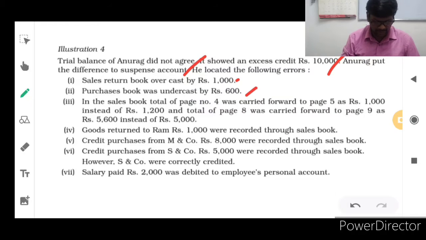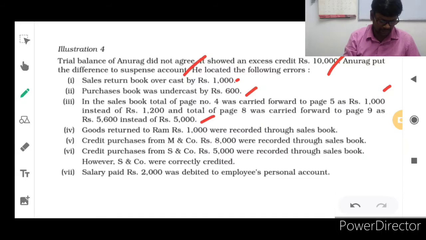The third one: in the sales book, the total of page number 4 was carried forward to page number 5 as 1,000 rupees instead of 1,200. The actual amount shown on page number 4 is 1,200, but we brought forward only 1,000 rupees, so 200 rupees we failed to write. And the total of page 8 was carried forward to page 9 as 5,600 instead of 5,000. Instead of writing 5,000, they entered 5,600, so 600 more they have entered, which is overcast.